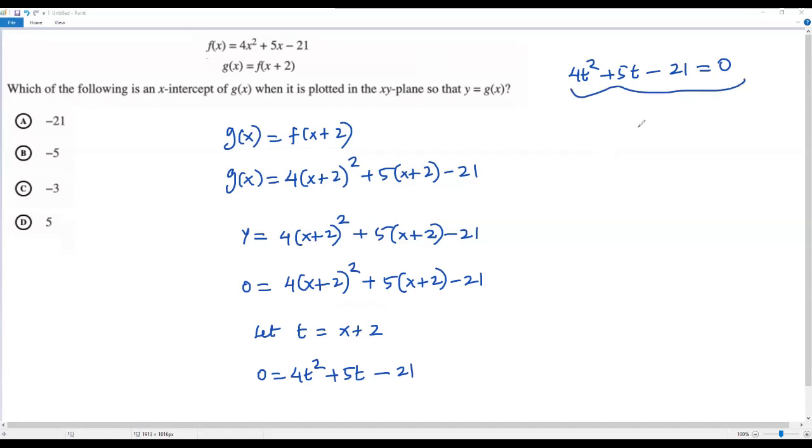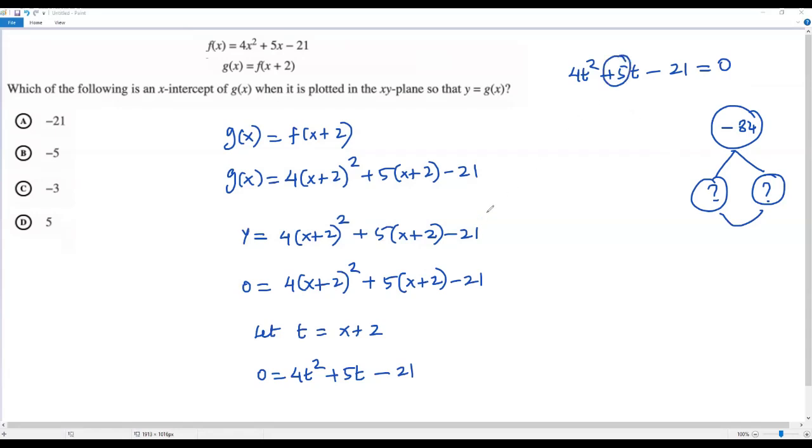Now let's solve this quadratic equation for t. I think it can be solved by factoring. For that, we multiply the constant, negative 21, by the coefficient of t², which is 4. Negative 21 times 4 is negative 84. I have to get two factors whose product is negative 84 and whose sum is equal to the middle coefficient, positive 5. I think positive 12 and negative 7 will work. Positive 12 times negative 7 is negative 84, and when I add positive 12 and negative 7, I'm getting positive 5.